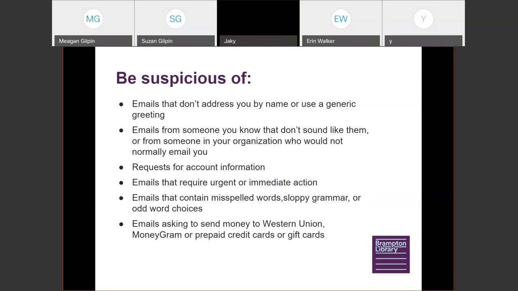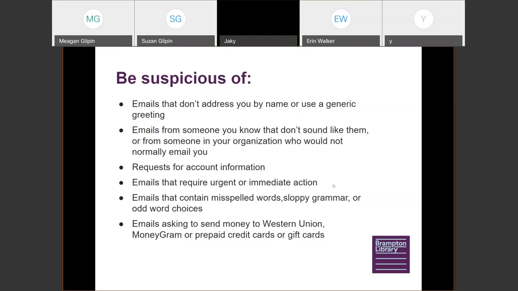Another red flag are emails that contain misspelled words, sloppy grammar, or odd word choices, especially from emails pretending to be a legitimate business. So ask yourself, would Netflix send me an email with a spelling error or a grammatical error? Is that something that they are likely to do? Probably not. And of course, always be wary of emails that ask you to send money to Western Union, MoneyGrams, or ask you to purchase prepaid credit cards or gift cards.